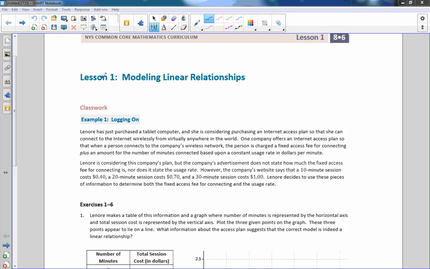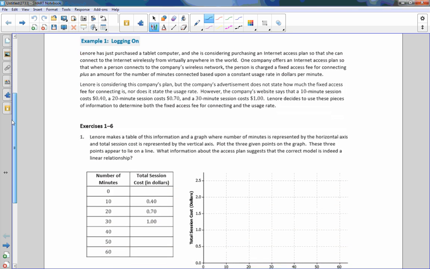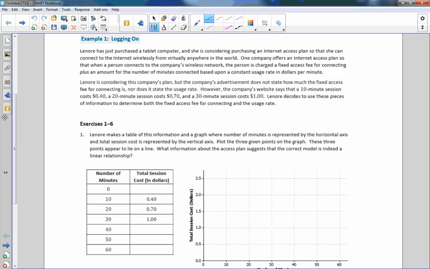This is Lesson 1, Module 6, Modeling Linear Relationships. Example 1 says logging on. Lenora has just purchased a tablet computer, and she is considering purchasing an internet access plan so that she can connect to the internet wirelessly from virtually anywhere in the world. One company offers an internet access plan so that when a person connects to the company's wireless network, the person is charged a fixed access fee for connecting plus an amount for the number of minutes connected based upon a constant usage rate in dollars per minute.